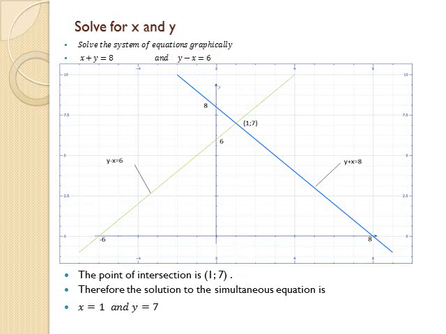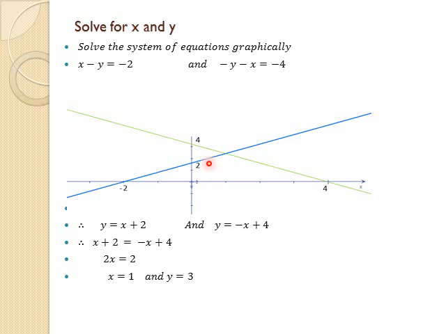Right, so let's look at the next problem. Right, solve the system of equations graphically. Given x minus y equal negative 2 and minus x minus y equal negative 4. So again, if I make y 0 there, x equal negative 2.